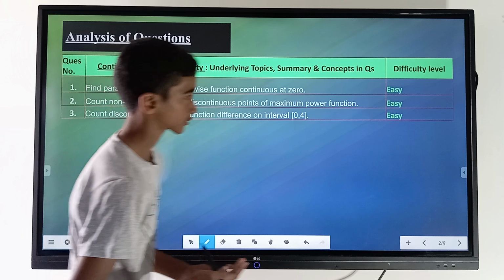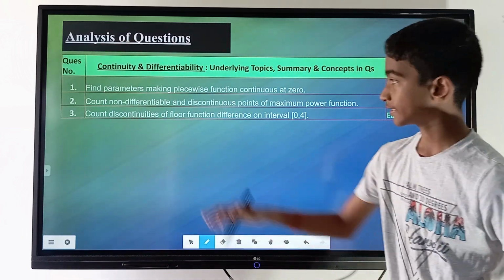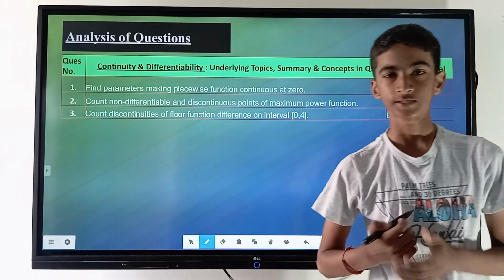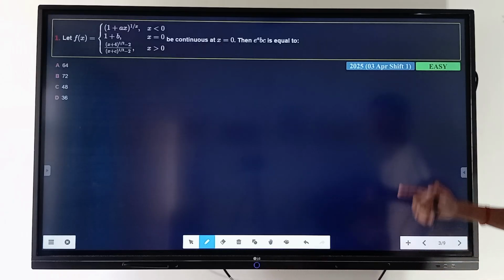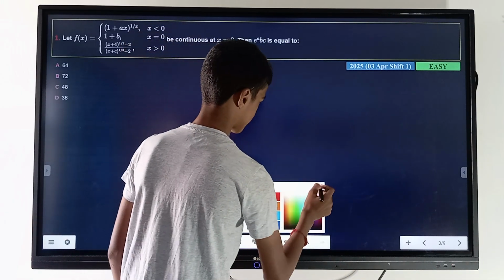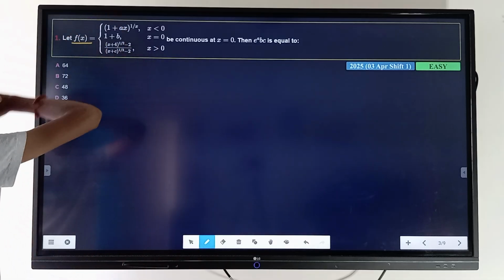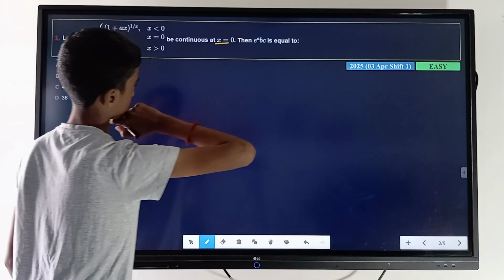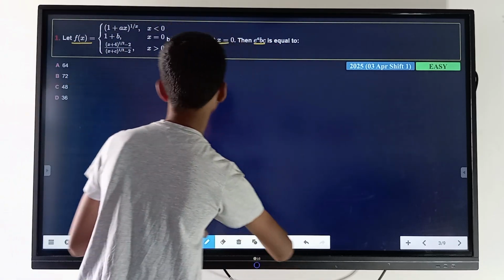Before we start our first question, here we have analysis page for each and every question with their difficulty level. Hope this will be helpful for you. So here is our first question. Our question says, let f of x is equal to this piecewise function be continuous at x is equal to 0, then e raised to power a into bc is equal to.